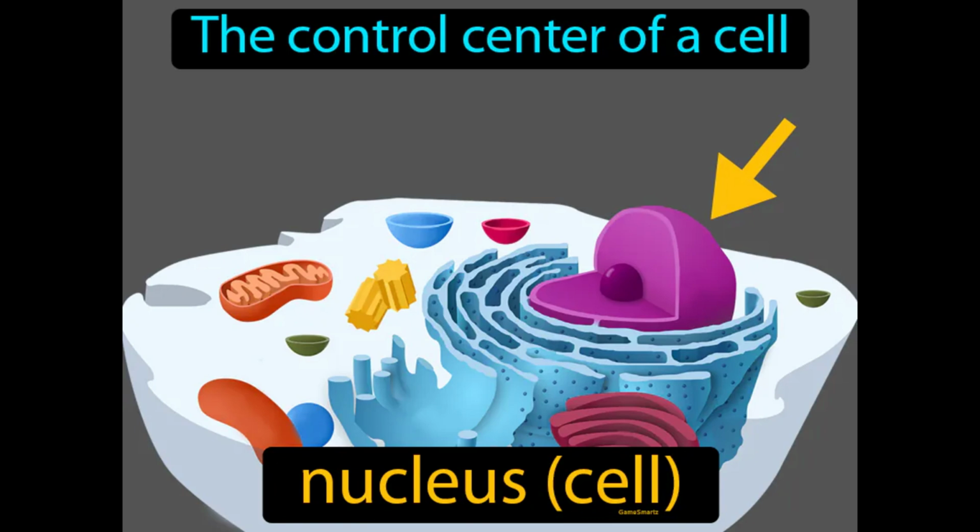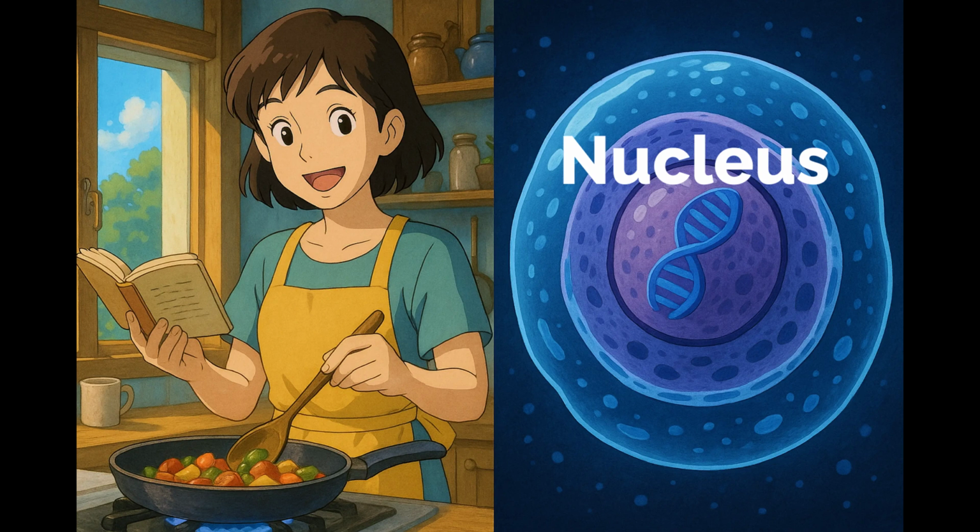The control center of a cell, nucleus. The nucleus is like the brain of the cell, directing all its activities and storing genetic information. Imagine trying to cook a meal without a recipe or any guidance on what ingredients to use. Just like a recipe provides the essential instructions to create a dish, the nucleus of a cell serves as the control center, containing the DNA that guides all cellular activities.